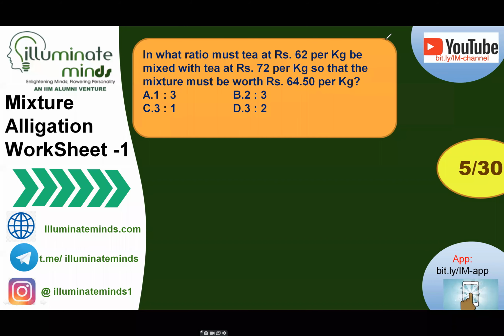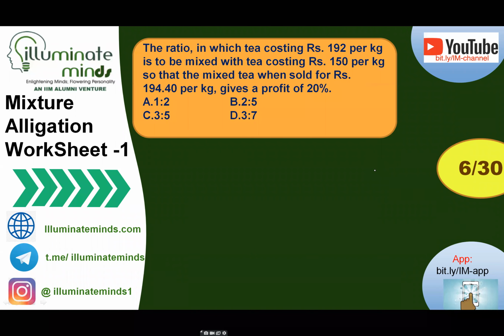Correct, guys? Let's move to the next one. The next one is this: the ratio in which tea costing rupees 192 per kg is to be mixed with tea costing rupees 150 per kg, so that the mixed tea when sold for rupees 194.4 per kg gives a profit of 20%. So this is an important question.